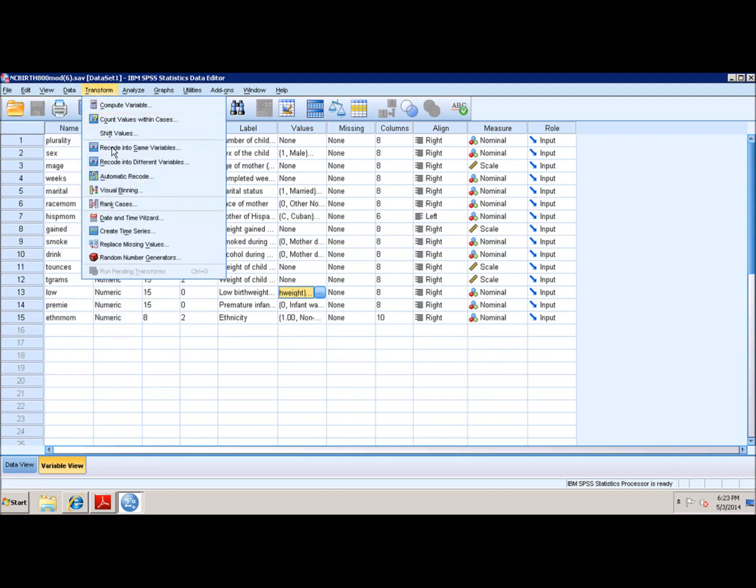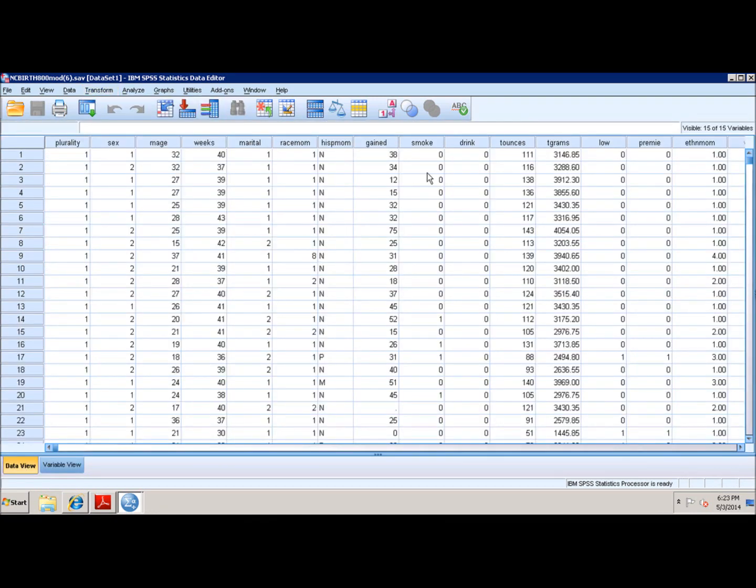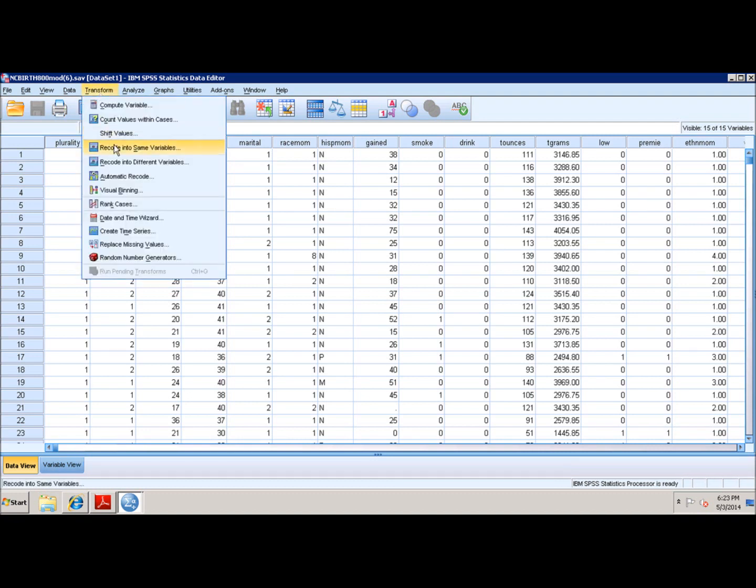Transform. Before I do that, I want you to take a look here. You see again in smoke that there are 0s and 1s, and in low birth weight you see all these 0s and there are 1s. So I want you to see what will happen once we do this. We'll go to Transform, and we're going to recode into the same variable, which means that the recoding we do will change the values for the variable smoke. The variable will remain, and the values will change. The zeros will change to 2s.